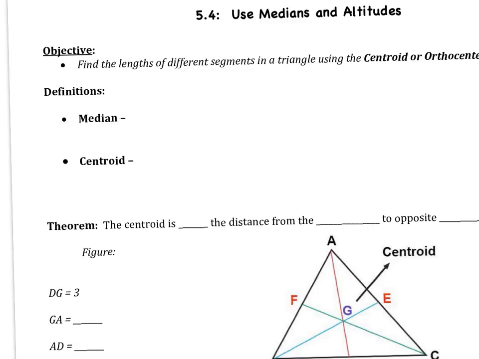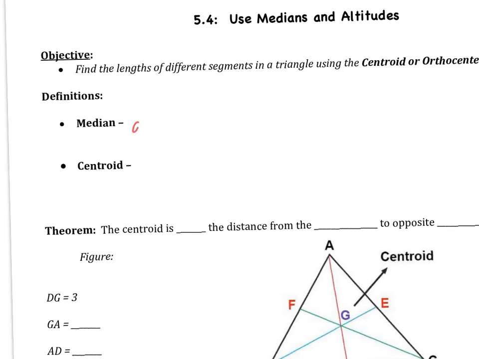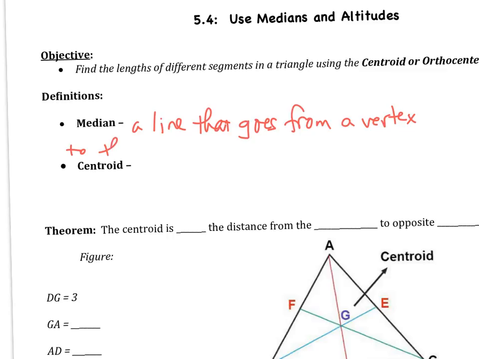So a median is a line that goes from a vertex to the midpoint on the opposite side. Okay, and I will draw a picture to demonstrate.